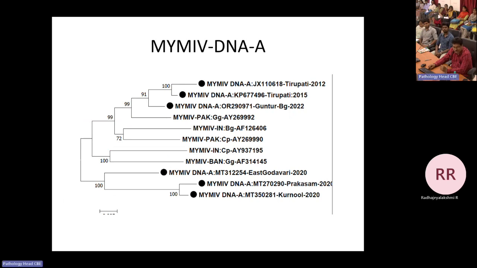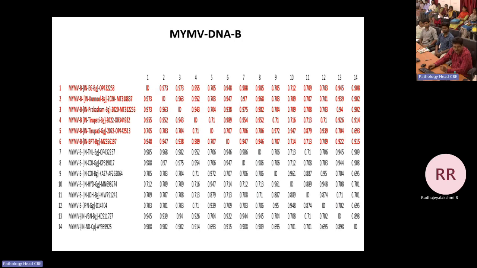This is the same tree generated. So in B, yes, we can find a significant variation. Particularly what we observed, especially with the East Godavari isolate, is some variability. We wanted to see whether that variation has any impact on symptomatology or breakdown of disease resistance. We made some agroinoculation constructs. We came to know that yes, disease develops earlier as compared to other isolates.